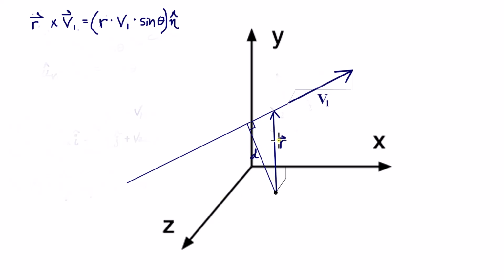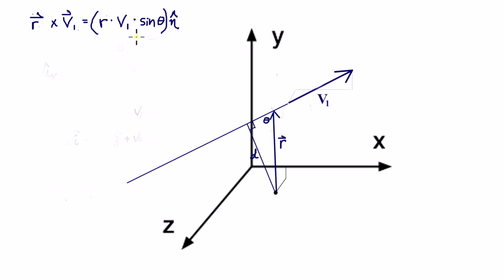Now if we slide this R vector up here, what do we see? This is the angle theta, the angle between R and V if you put their tails together. But look, that's this angle. So if the angle between R and V is theta, what is R sine theta? That's D. R sine theta is D. So this is V1 times D. Great, we've got V1 times D.